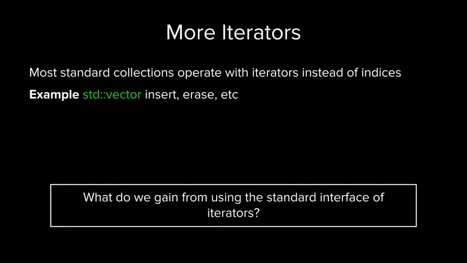Okay. And so just a quick question for you to ponder. Given what we know about templates and this implicit interface where a template will compile if whatever type you pass it can call those methods in the template function, do you gain a lot by having the standard interface of iterators? It's just something for you to ponder. What do we gain from having a standard interface of iterators?